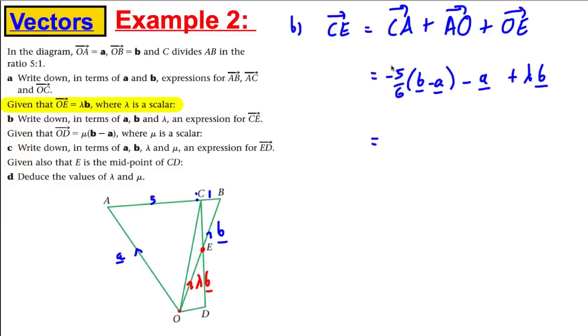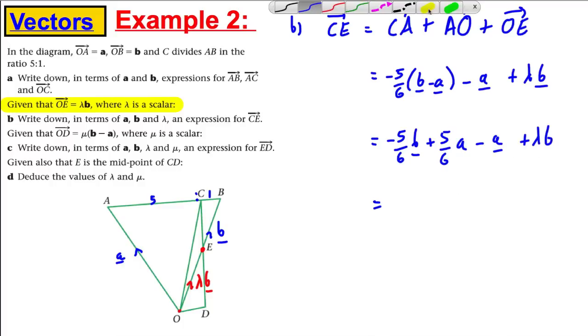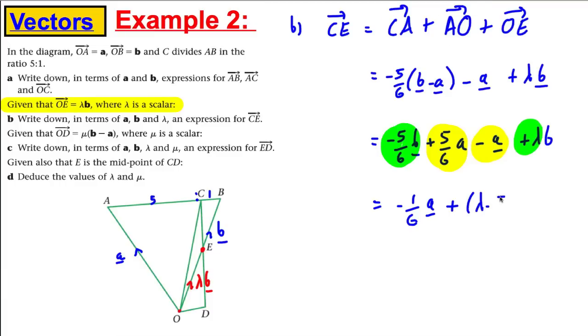Now let's tidy it up and expand this out. This is negative 5/6 b plus 5/6 a, take away a, plus lambda b. How many a's have we got? We've got 5/6 a take away 1a, so 5/6 take away 6/6 is negative 1/6 a. And how many b's have we got? We've got negative 5/6 b plus lambda, so plus (lambda minus 5/6) b.